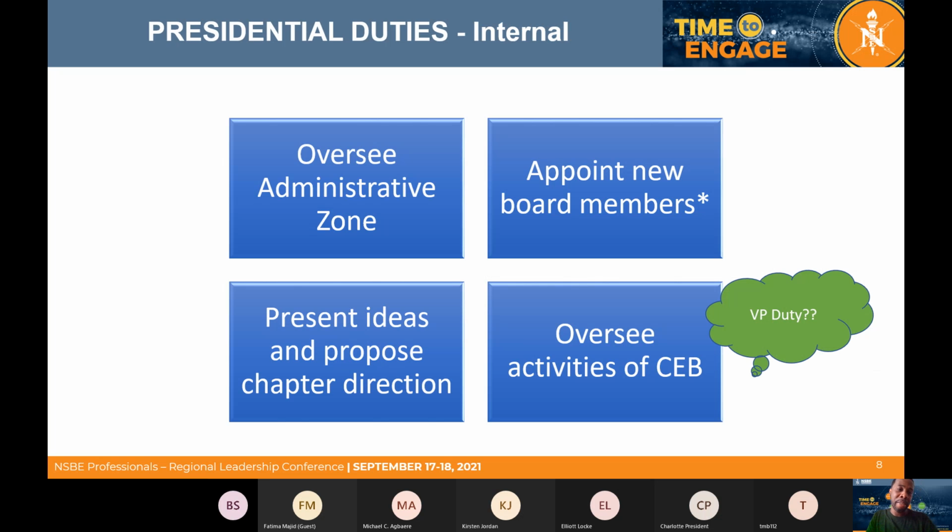Now, internally, in your role as president, you oversee the admin zone. You're responsible for appointing new board members, and which positions can and cannot be appointed comes down to how your chapter constitution is set up. That varies from chapter to chapter. Also, you're responsible for presenting ideas and proposing the overall direction of the chapter, and you oversee the activities of the chapter executive board.